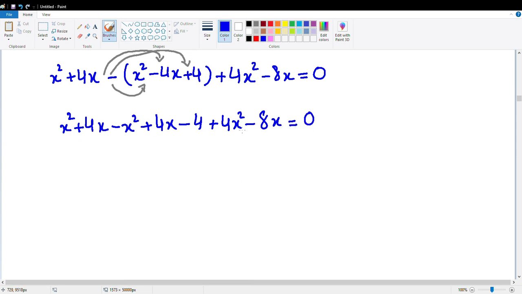And now you can see we can simplify them, right? Let's circle them together, guys. So we have 4x squared and x squared.